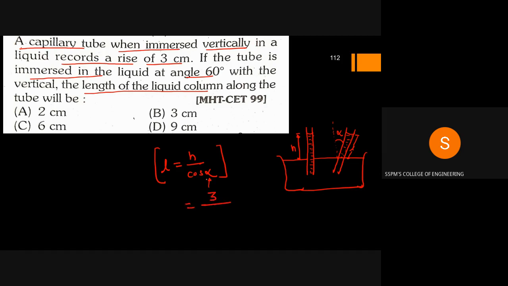The inclination alpha is 60 degree, so it is cos 60. So 3 upon cos 60, which is 1 by 2. Take 2 in the numerator, so it becomes 3 into 2, which is 6. So L is equal to 6 centimeter. The length of the liquid column along the tube will be 6 centimeter. So the correct option is option C.